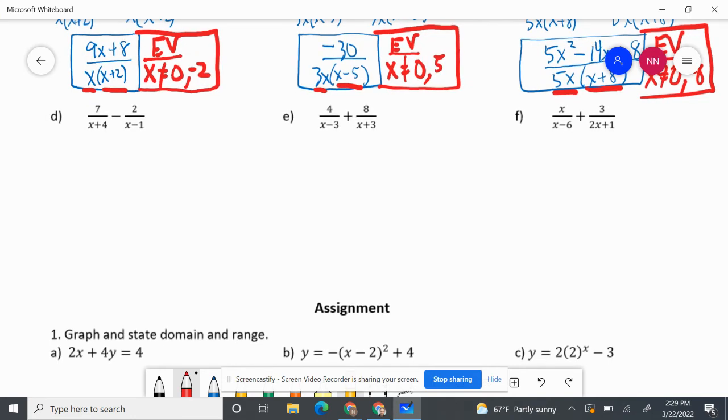So looking at letter D, once again, what we're trying to do is find a common denominator, and we're going to take the product of the two denominators. So we have an x plus 4, and we have an x minus 1.